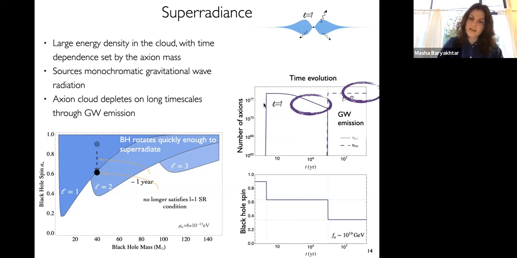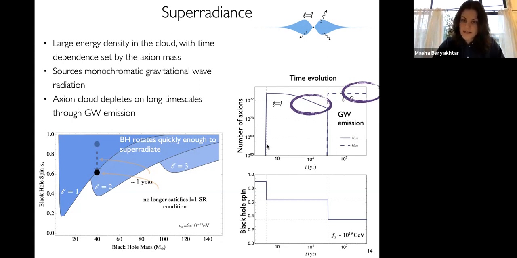And you can see it in the evolution of the number of axions in the cloud. You have this exponential growth from superradiance, which plateaus, and then on parametrically longer time scales, the number of axions goes down because you're losing energy to these gravitational waves. So the axions are annihilating and emitting gravitational wave radiation.